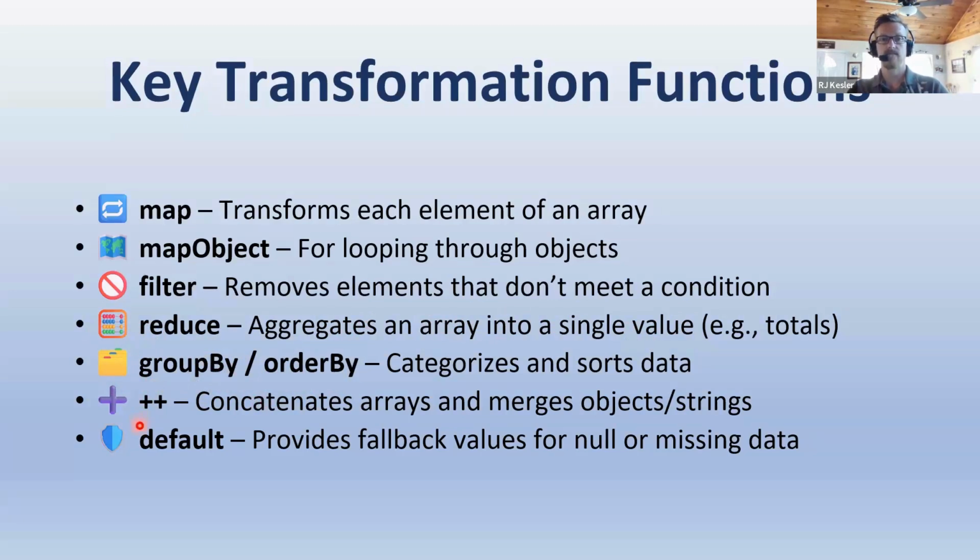The next function that we have here is the concatenator, the plus. It's going to add things together. It's going to merge things. And then finally, we have default. This is a nice fallback for when you are going to have missing data and you don't want to have an error because you have missing data. You know that you have missing data. It's anticipated. You can use this default, and we'll look at that in the example.